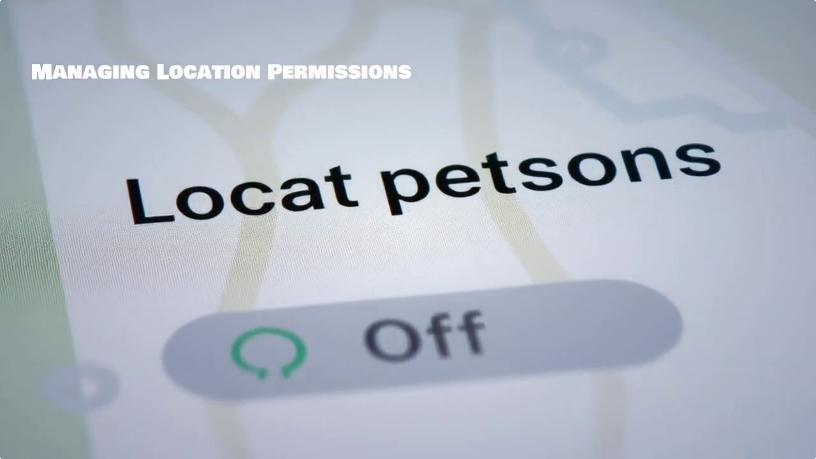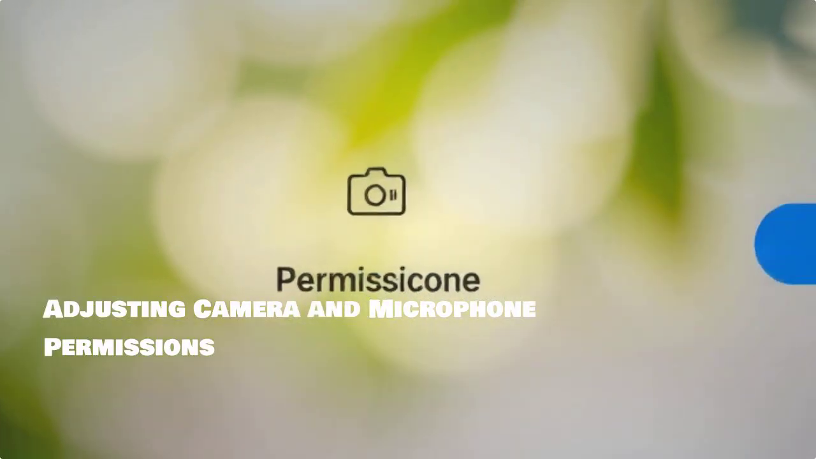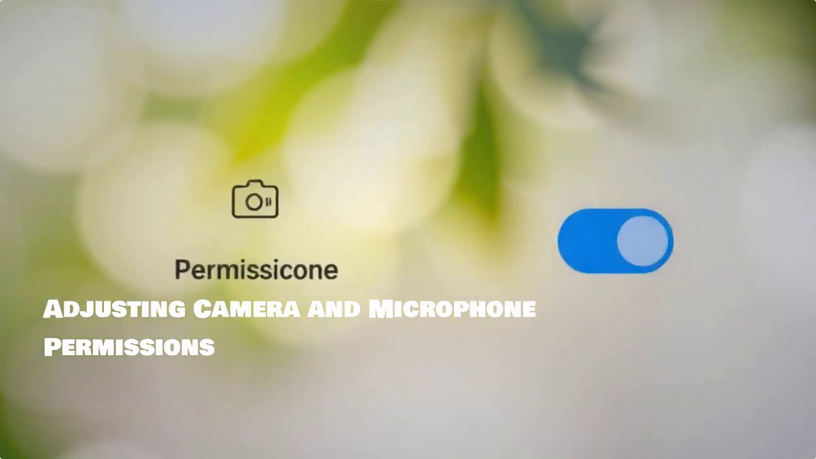To manage location permissions, scroll down to Location Services. Here, you can adjust access for individual apps. Next, let's adjust camera and microphone permissions. Make sure only the apps you trust have access to these features.